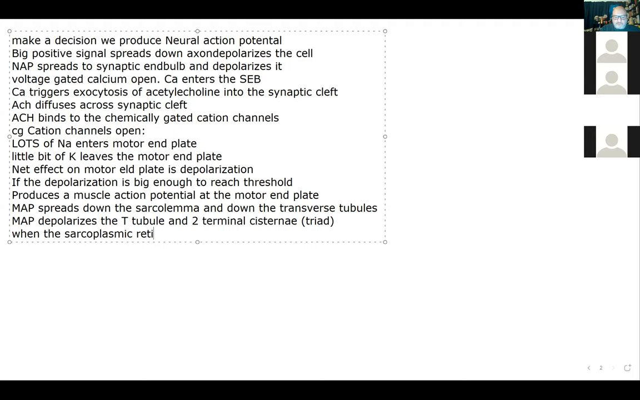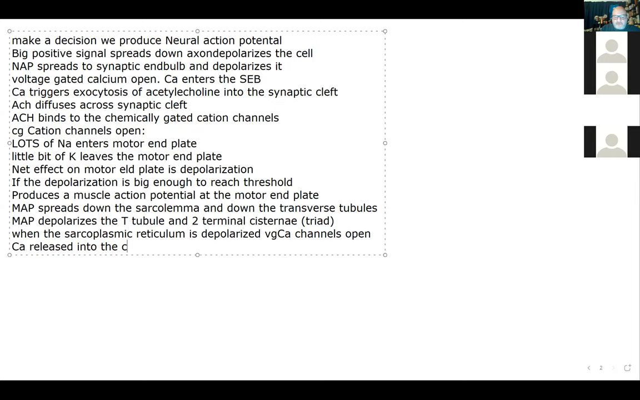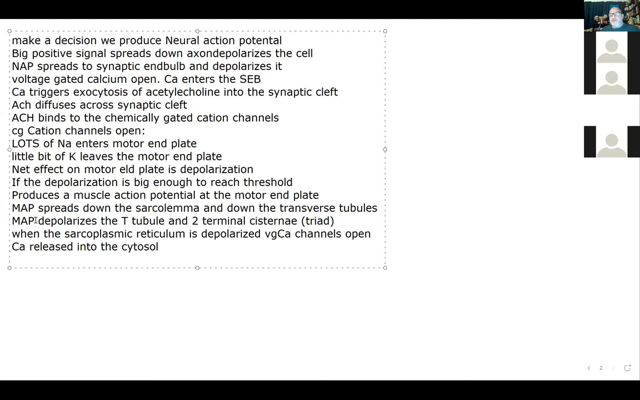The voltage-gated channels open. Right. And notice, since we already spelled it out once, I can just put VG calcium channel open. And calcium is released into the cytosol. Excellent. What does that calcium do when it reaches the cytosol? Excellent. Binds to the troponin.